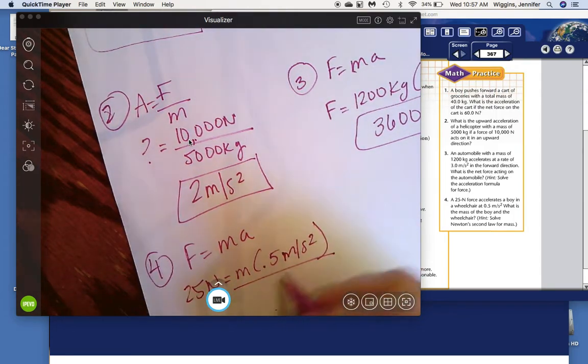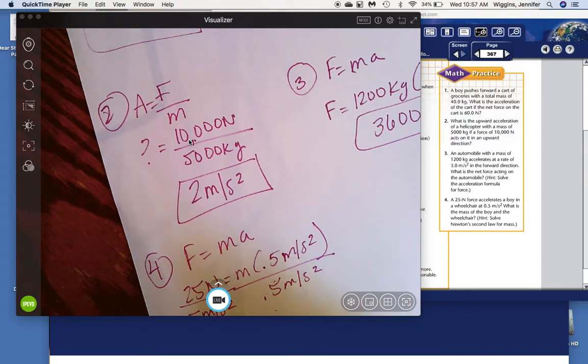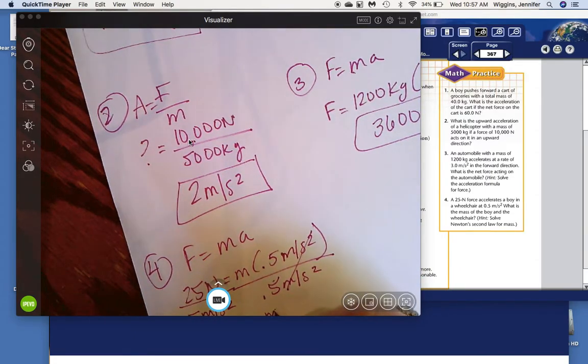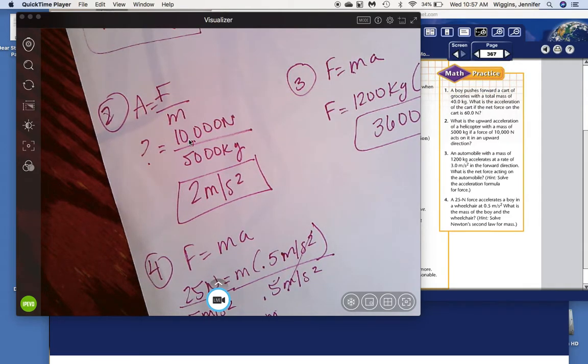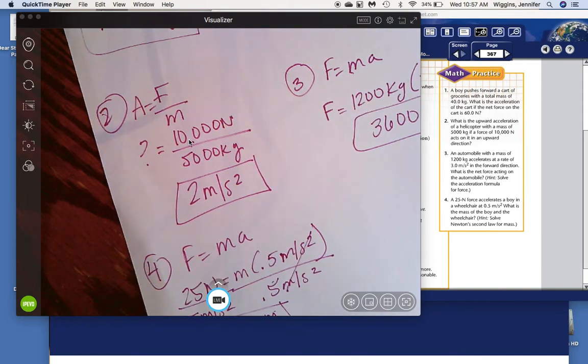Okay, so I'm going to divide this and divide this, because whatever you do on one side, you have to do to the other. And so these would cancel out. My mass is equal to 25 divided by 0.5, which is 50 kilograms. All right, so that's my answer.